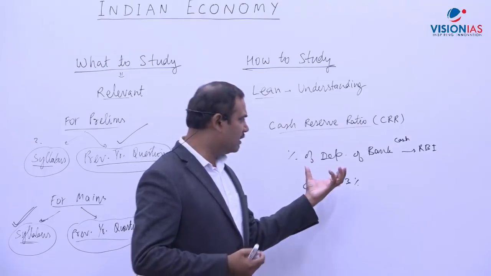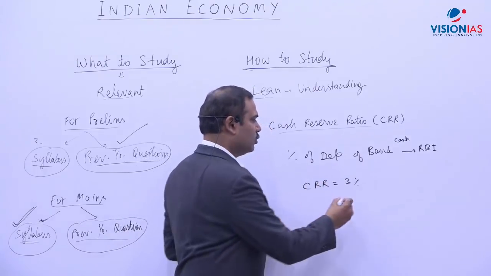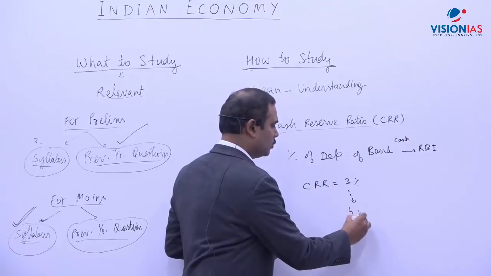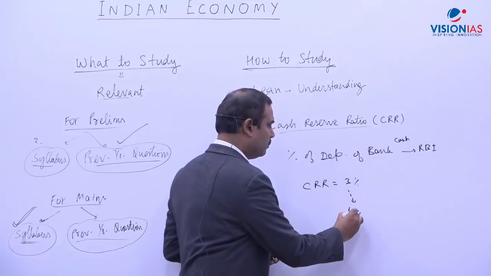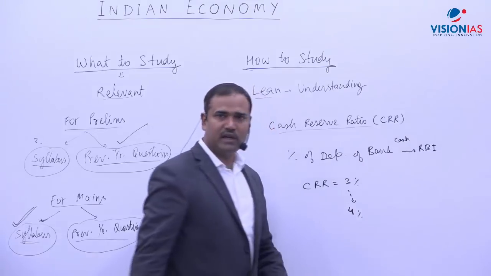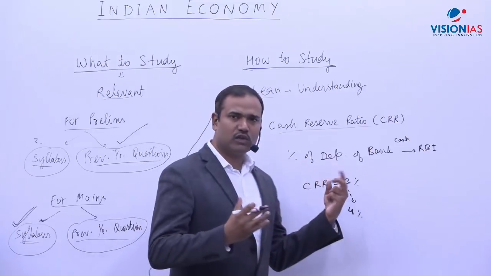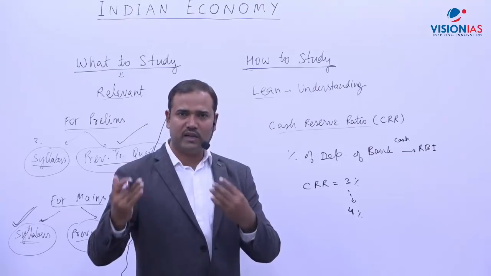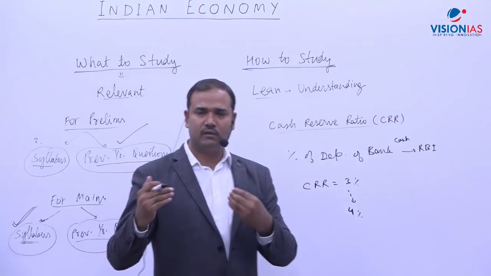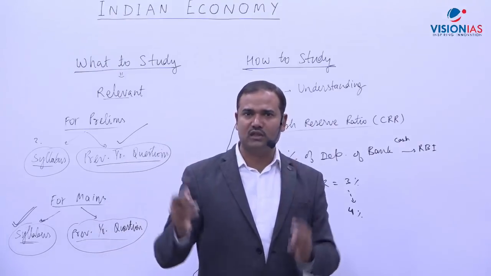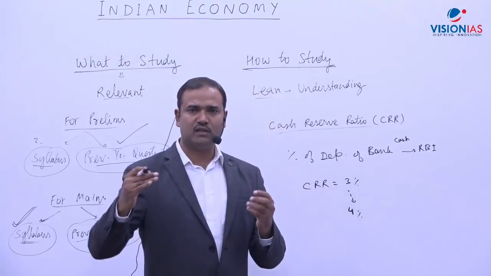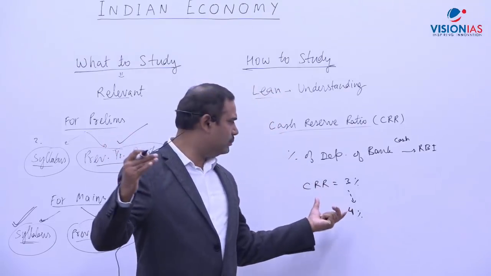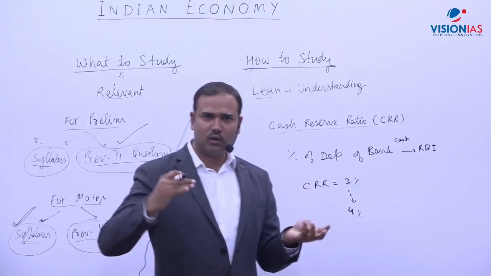So if RBI increases CRR, let us suppose from 3% to 4%, what will happen? Banks have to keep more cash with RBI and they will have less cash for giving loans. So overall, people will be able to borrow less and spend less. Spending means demand will decrease, and when demand reduces, normally prices reduce. So whenever there is inflation, prices are going up, RBI may increase CRR. Okay, this is how it works.